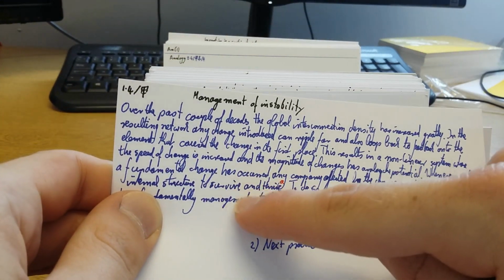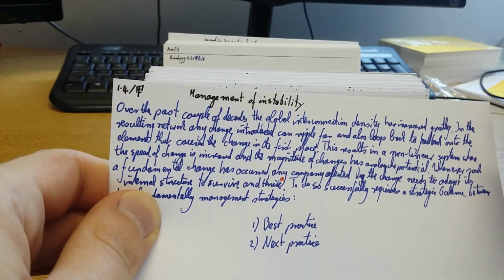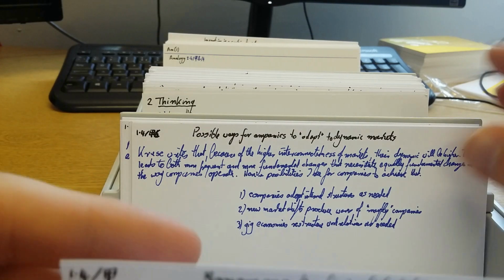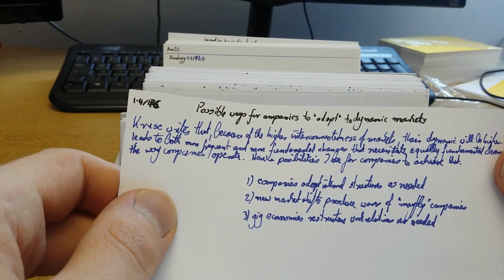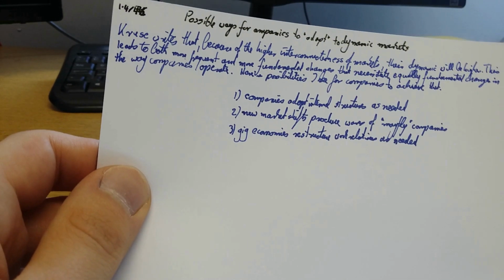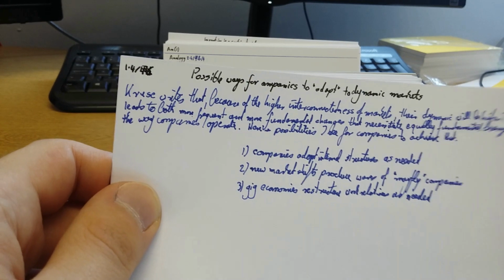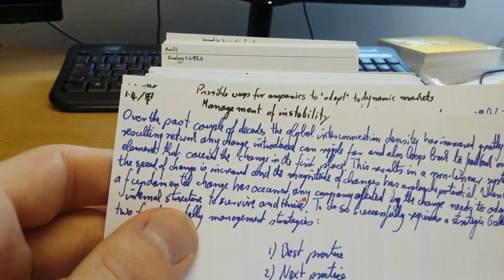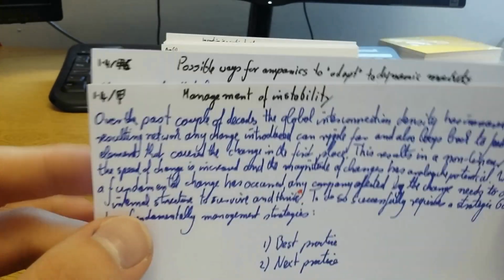And you can see survive and thrive has a little superscript A here, which links to another card, in this case the card that's right behind it. Possible ways for a company to adapt to dynamic markets. This is actually not something from the book itself. These are just some ideas I got from processing all the information, and I filed it here. That means that I enrich this first thought now.